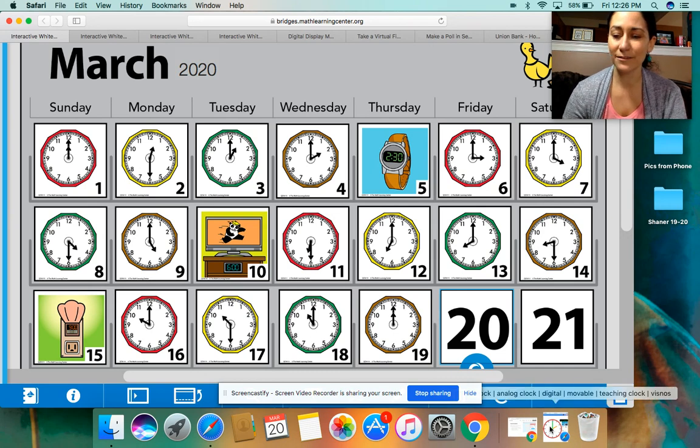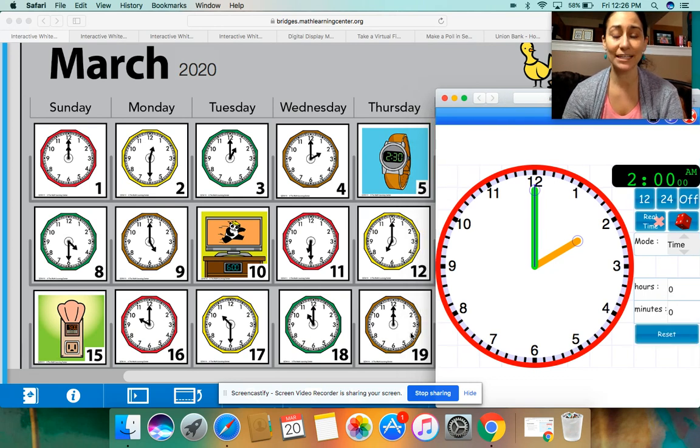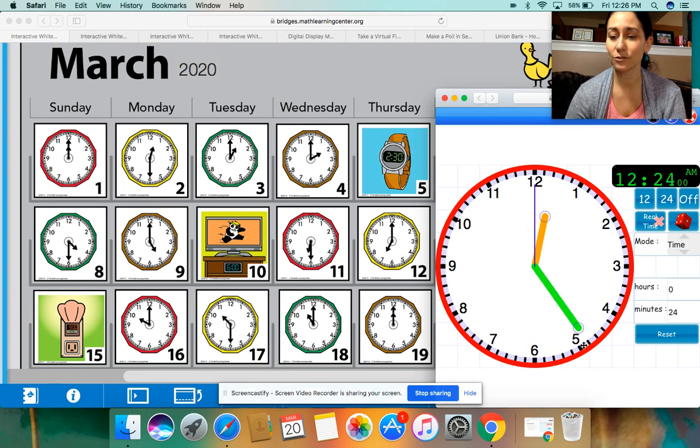All right, so the next part of the pattern here, I'm going to get my clock now. I'm going to reset this. I'm going to make it match the 19th, which was yesterday, and it's showing 12 o'clock. Looks like I have to reset it again. All right, so we have 12 o'clock. It matches the 19th. And if you predicted 30 minutes go by, I'm going to move my minute hand 30 minutes, 5, 10, 15, 20, 25, 30. So the next clock should say 12:30.